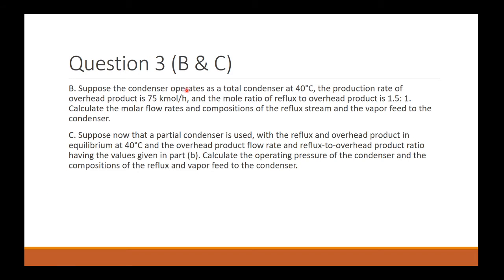Now suppose the condenser operates as a total condenser at 40 degrees Celsius and the production rate of the overhead product is 75 kilomoles per hour. The mole ratio of the reflux to the overhead product is 1.5 to 1. Calculate the molar flow rates and compositions of the reflux stream and the vapor feed to the condenser.